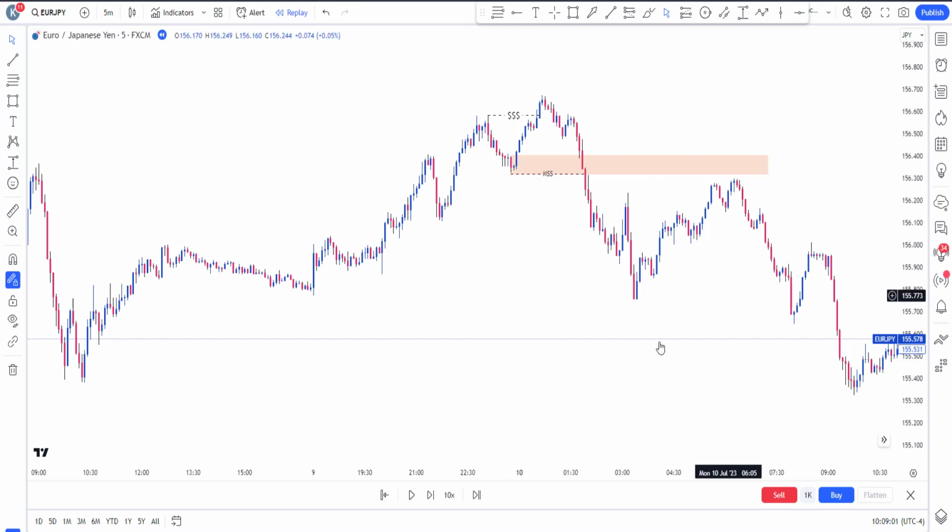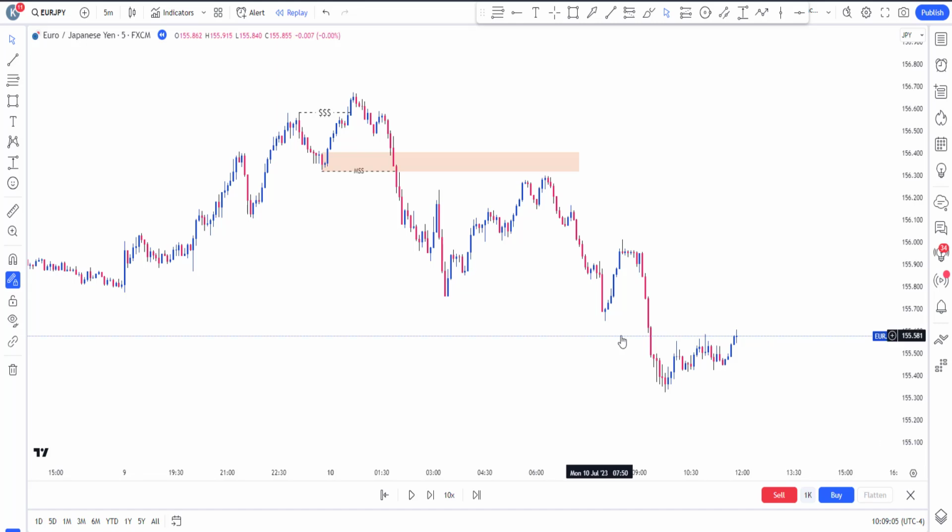After shifting market structure, it came back, but it never reached that place. So this trade, I'm not in the trade. So that's as easy as that, guys. I hope this is enough for you.